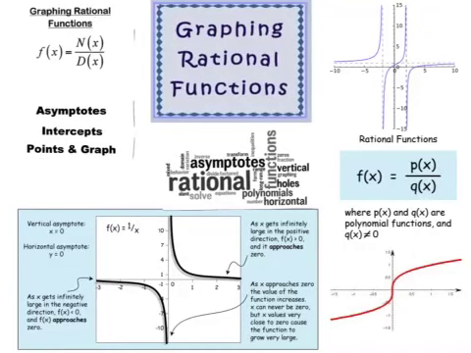To graph a rational function, you find the asymptotes and the intercepts. Then you plot a few points and sketch in the graph. Once you get the swing of things, rational functions are actually fairly simple to graph. Let's work through a few examples.